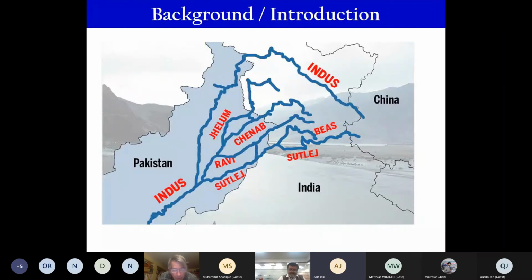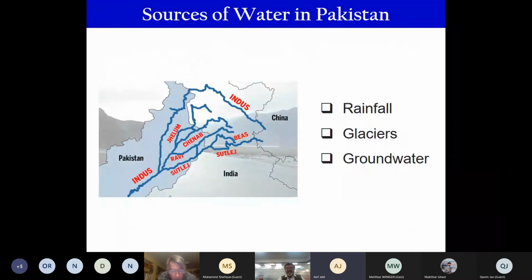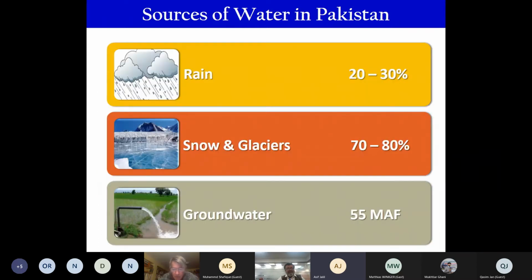The Indus system comprises the main Indus, Jhelum, Chenab, Ravi, Beas, Sutlej, and Kabul rivers. The basin is mainly shared by India and Pakistan, with a small share of China and Afghanistan. Sources of water in Pakistan are mainly rainfall and glaciers, as well as groundwater. Rain contribution is around 20 to 30%. Snow and glacier melt is the major portion, around 50%, and groundwater is around 55 million acres.